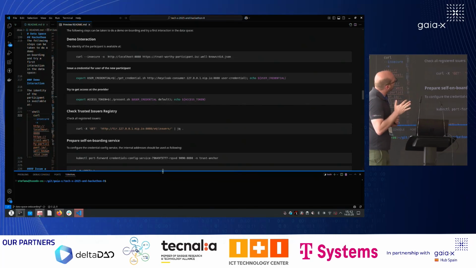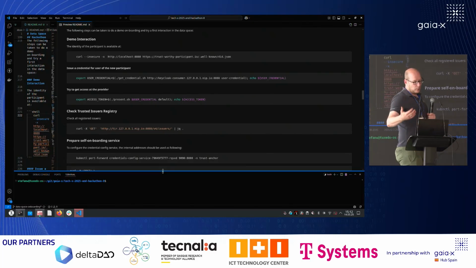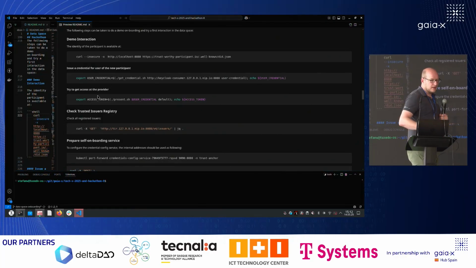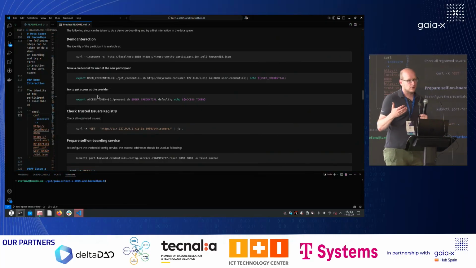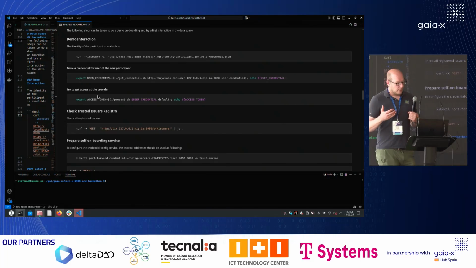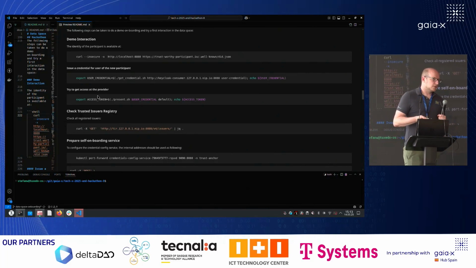So now it probably is not as impressive as it could be when I just walk you through the calls. But essentially what we do in the demo interaction first is try to get a credential for our user and then exchange it for a JWT token at our data provider. Since we're not part of the trusted issuers registry yet, we will not get an access token and cannot work with our data provider.